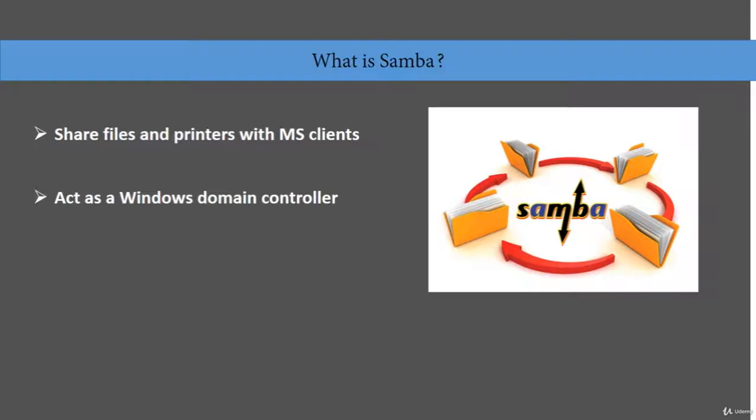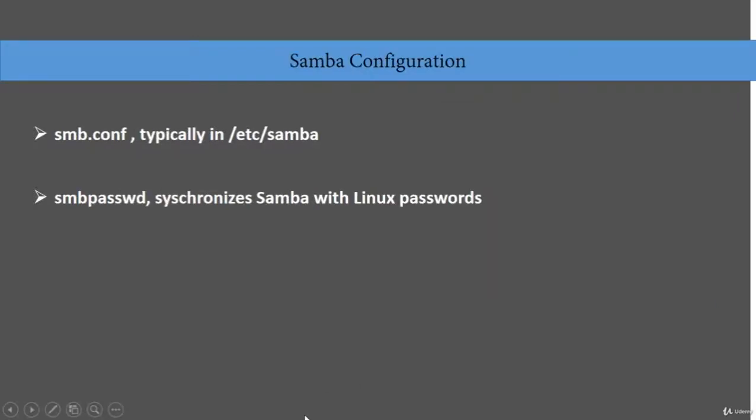Okay, and there are two files that are mainly going to be our concern in this section about Samba. One is called smb.conf. It's typically located under /etc/samba. That's the default location, and this is the file we use in order to configure our setup. The second file, which is going to be configured indirectly, is the SMB password file. What that does, basically, is synchronize Samba passwords with Linux passwords.